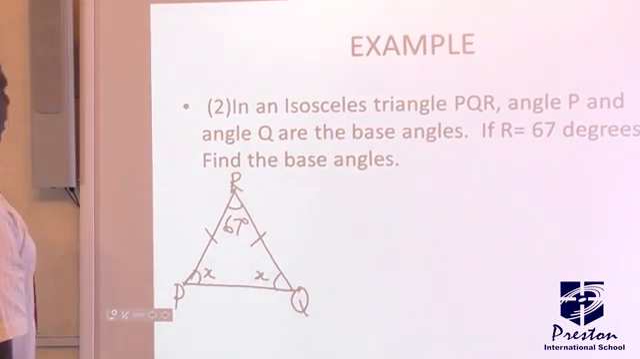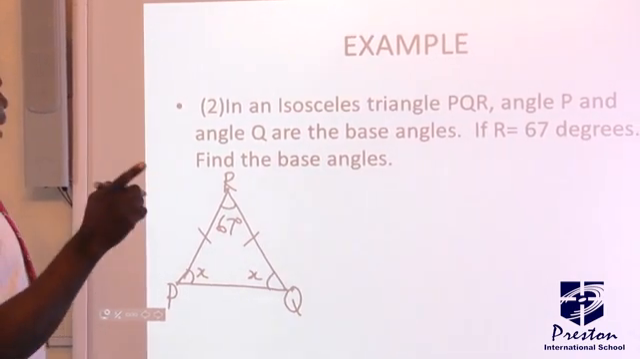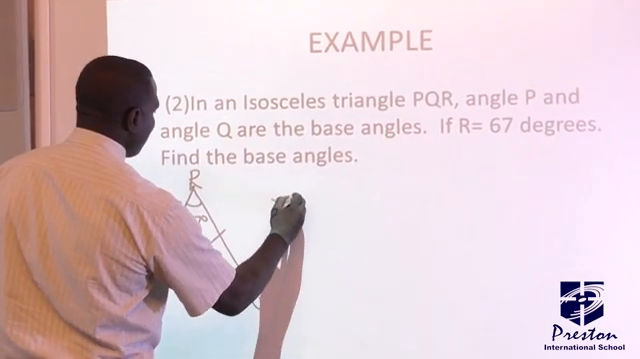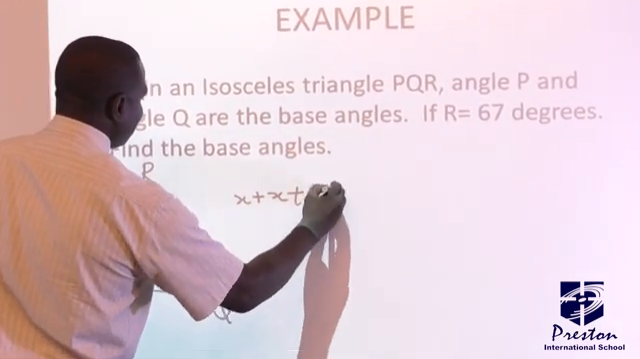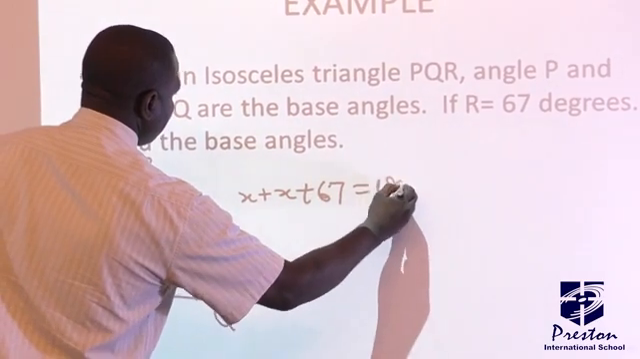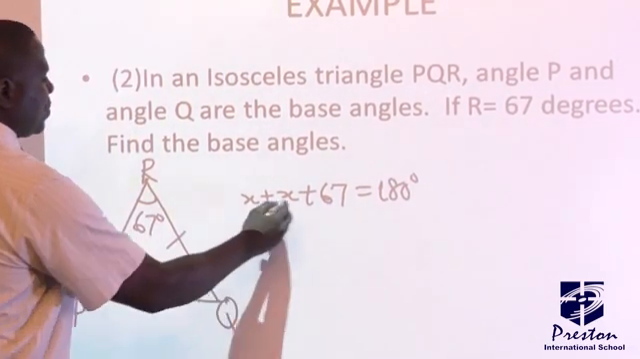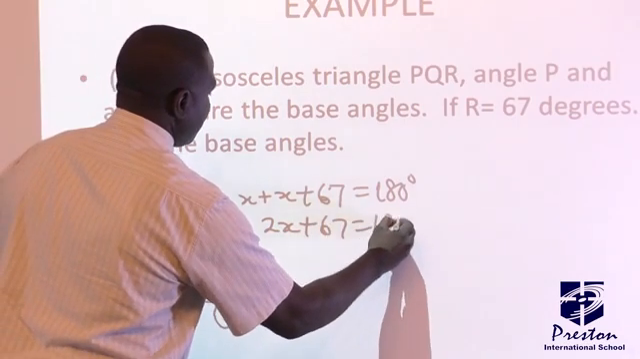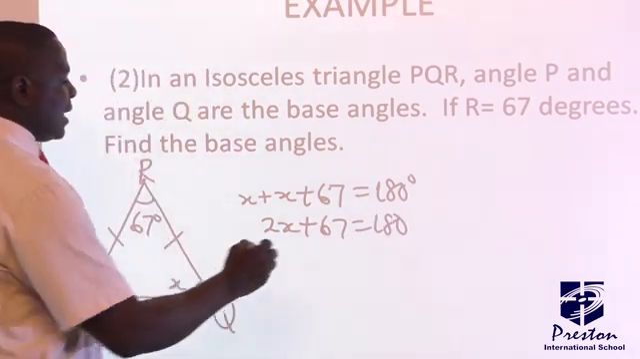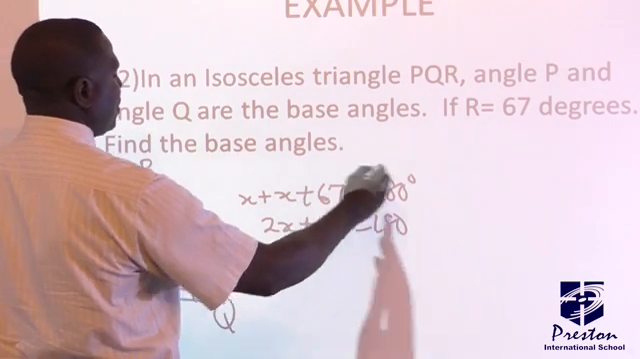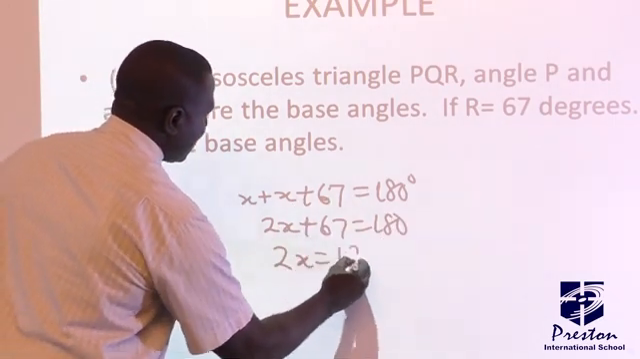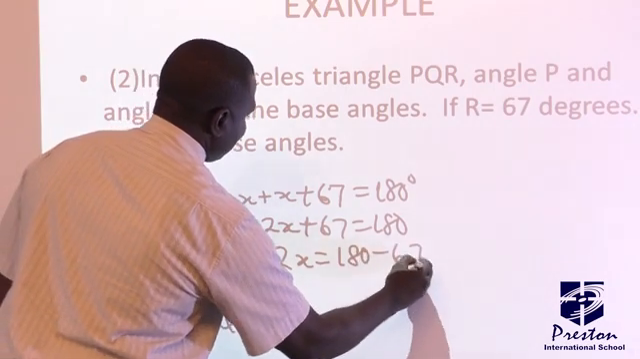From here, I can now move to theorem 1 and apply the sum of angles in a triangle, which is X plus X plus 67 equal to 180 degrees. So X plus X gives you 2X plus 67 equal to 180 degrees. You collect like terms by taking plus 67 to the other side, and it becomes minus. You have 2X equal to 180 minus 67.